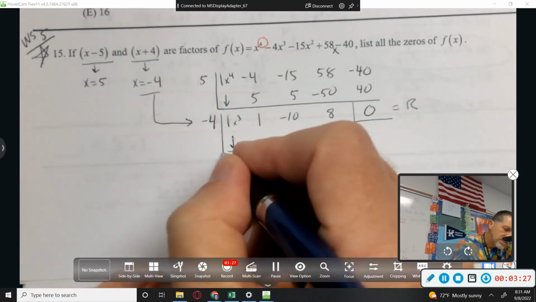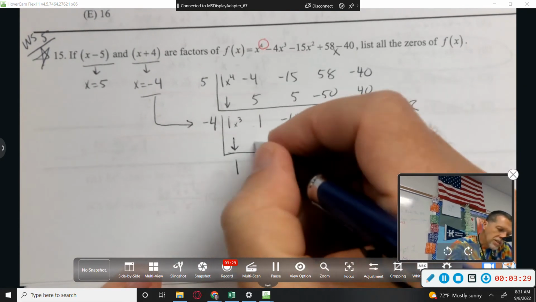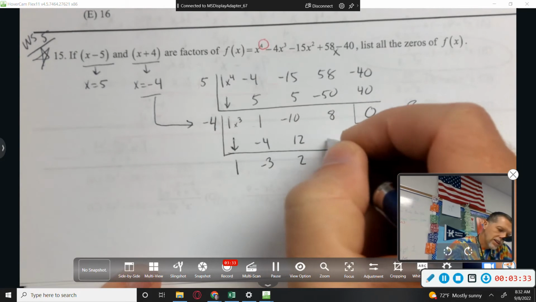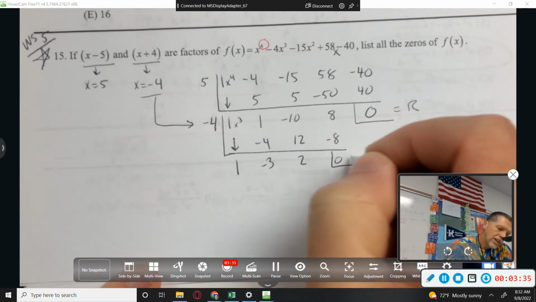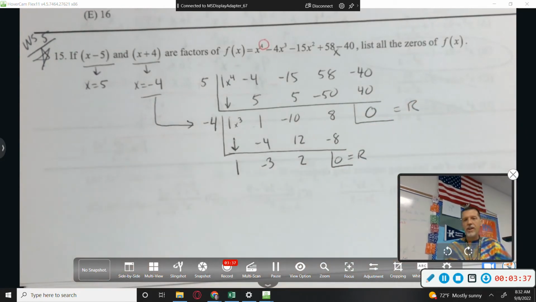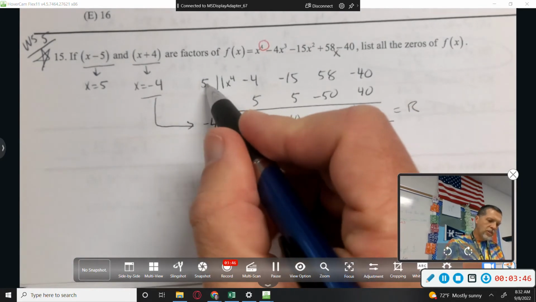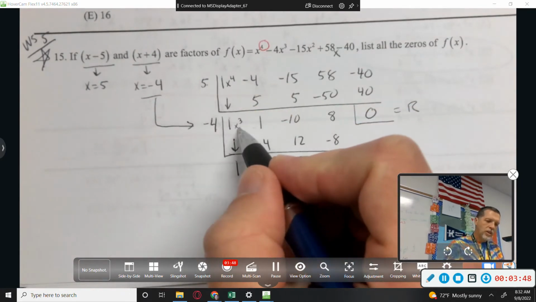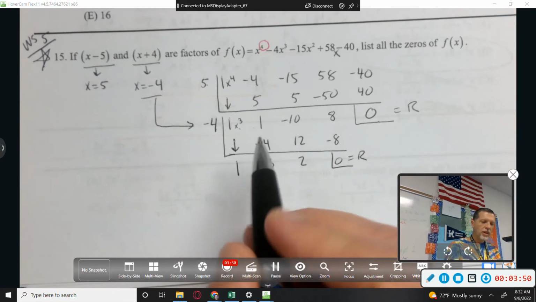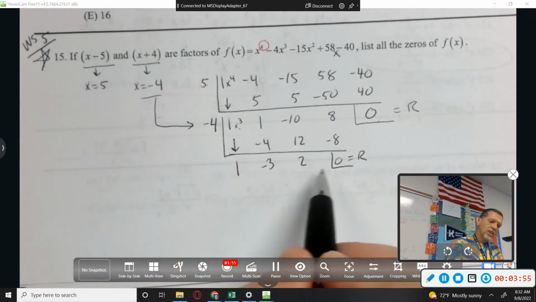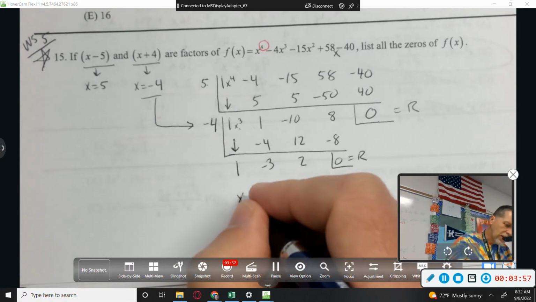Copy down the 1, multiply, add, multiply, add, multiply, add. Again, I do that a little faster than normal because I know my answer is supposed to be 0. So I started with an x to the 4th. One successful division got me to x cubed. Successful meaning remainder 0. Another successful synthetic division has me down to an x squared.